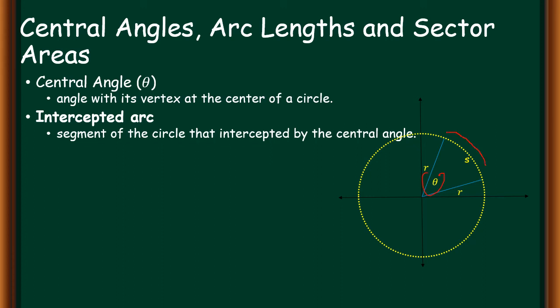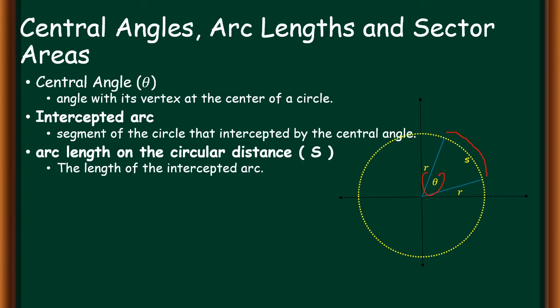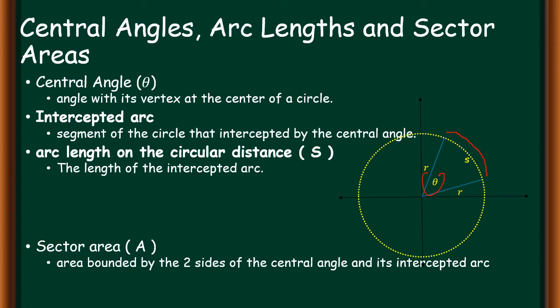So this area here, which is known as the S, yung ating intercepted arc. So yung arc length of a circular distance, which is equivalent to S, is the length of the intercepted arc. So sector area naman, when we say sector area, this is the area bounded by the two sides of the central angle and its intercepted arc. So let's change the color. So when we say sector area, we mean the area of this bounded region, in between the radius and the intercepted arc. So if we are going to determine the value of S, this is equivalent to the radius times the angle.